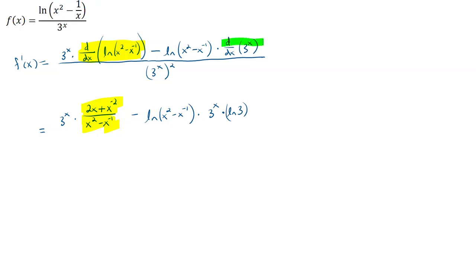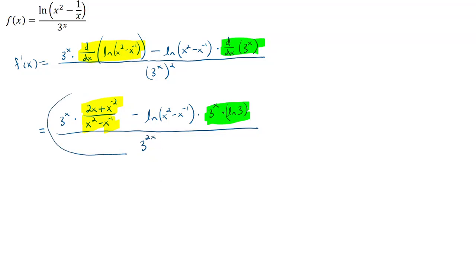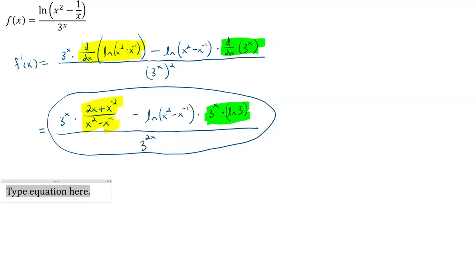And that's the derivative of 3 to the x. And that's all over 3 to the x squared, which is the same thing as 3 to the 2x. And again, we're not simplifying. We have no more derivatives to do, so we are done. Let's try another one.